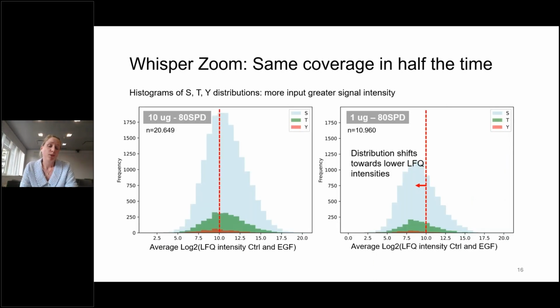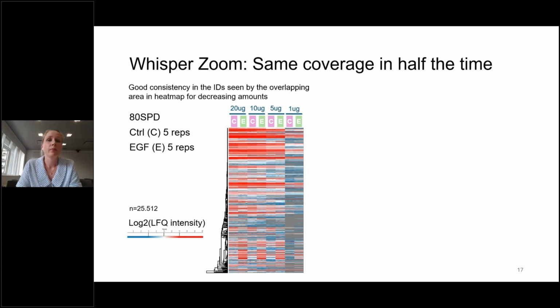So really no difference here, we cover the same. Looking at the histograms of the intensity distributions, well, they look more or less similar. However, with more input, we get greater signal intensity, and therefore you also see on the right side that the distributions shift towards lower LFQ intensities. Looking at a heat map of the log2 transformed LFQ intensities across the different input amounts, you can see that we have a good consistency in the IDs, and you can see this by the overlapping area in the heat map for decreasing amounts.